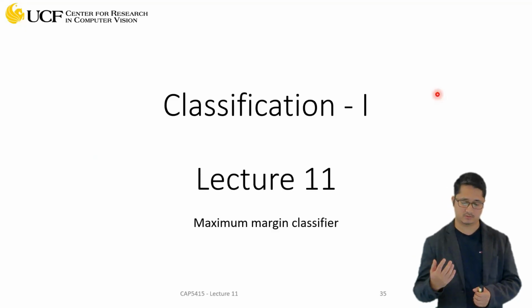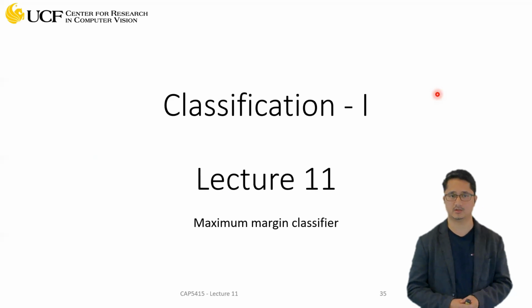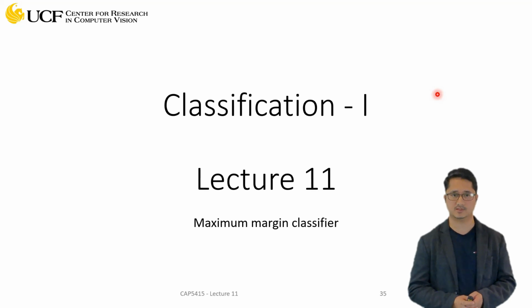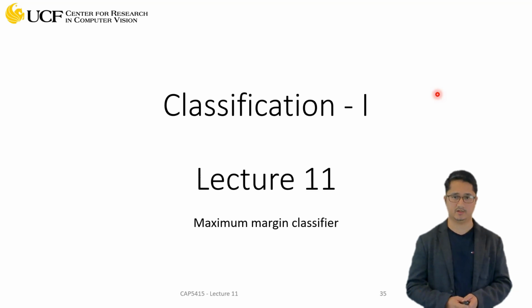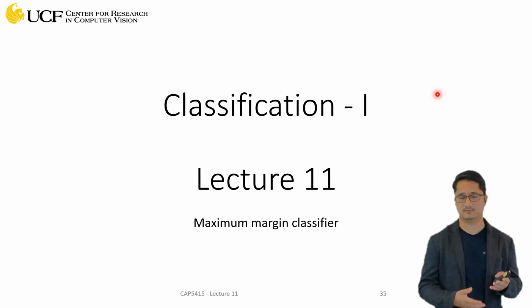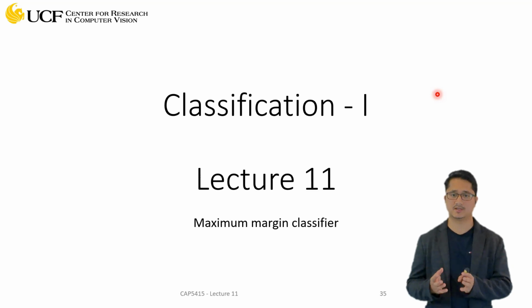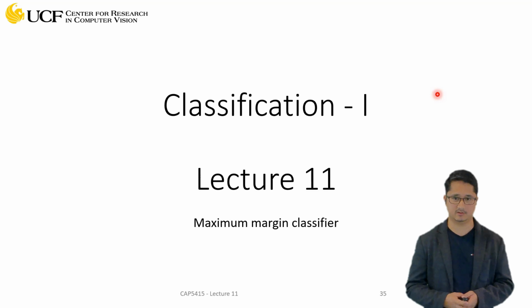Now we are going to talk about maximum margin classifier. And again, this is based on those decision boundaries which we were discussing for nearest neighbor. But we'll see how we can actually learn them efficiently given training data. So in nearest neighbor, there was no training involved. But in this case, we will perform some training so that those decision boundaries are actually learned.